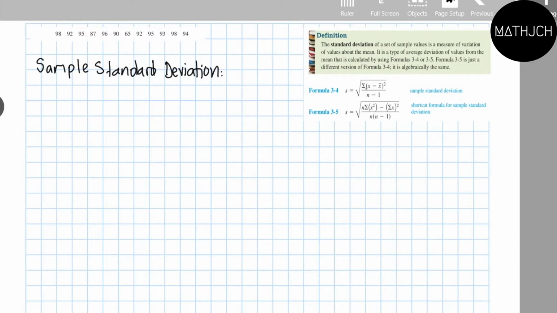The formula is the square root of the sum of each value minus its mean, everything to the power 2, divided by how many numbers, which is the sample size, minus 1. But be careful with this part. It might look scary, but it's actually not. This means the subtraction of each item minus the mean, and then power 2.